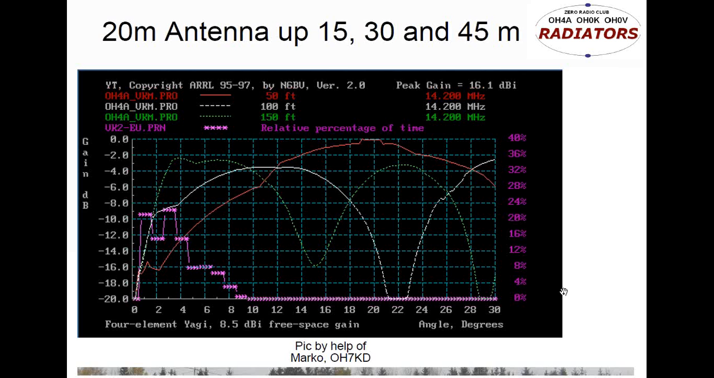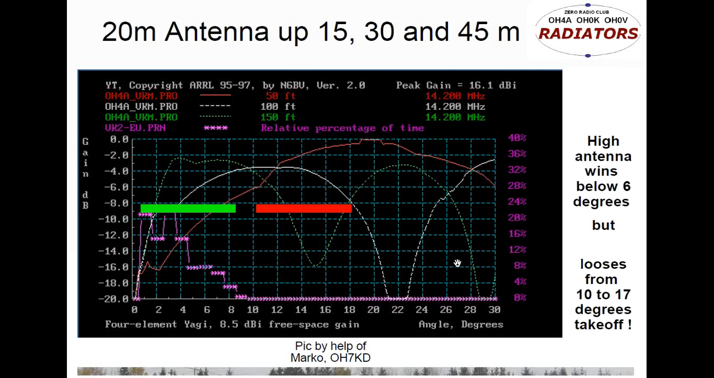And I have verified this in practice, so I had a problem understanding this. But it's really a reality that the high antenna will be winning for the absolute DX, but when the other stations are closer, then the lower antenna is better.